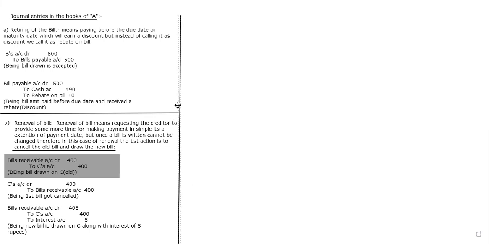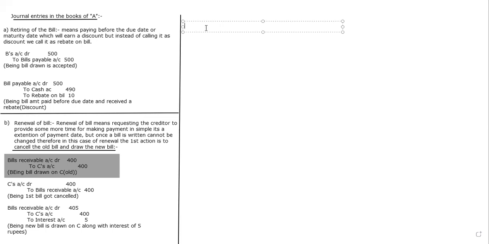Now go to the third one. C1, a bill drawn by D for 800, renewed for 3 months, paying 200 in cash and accepting another bill for 609, including interest. Now, as A, I am the acceptor. Means for me, is it bills payable or receivable? Please tell me.